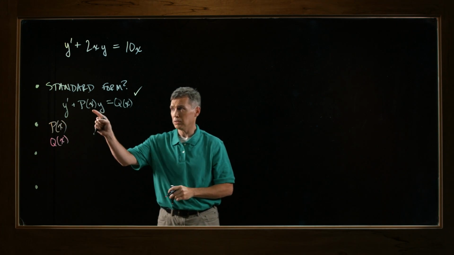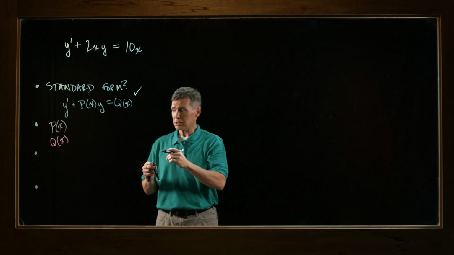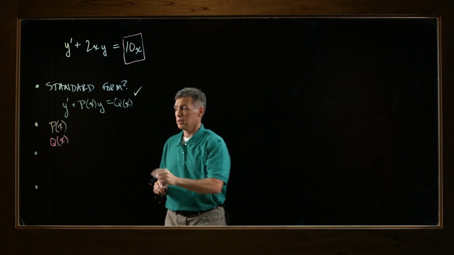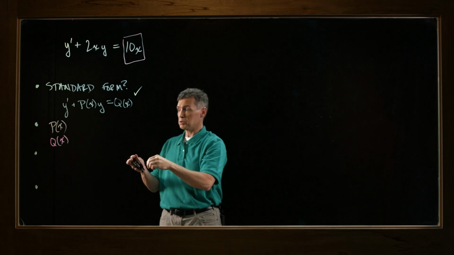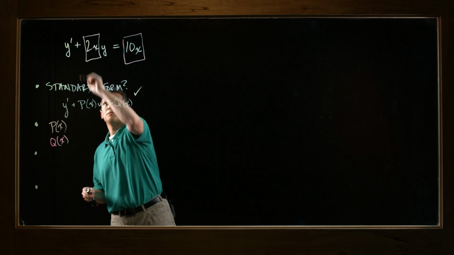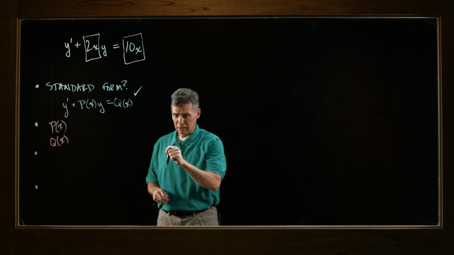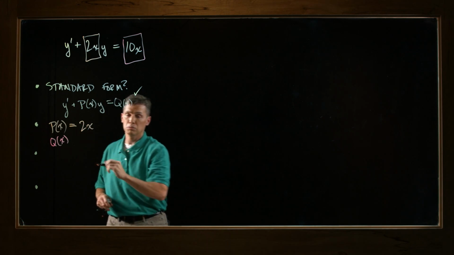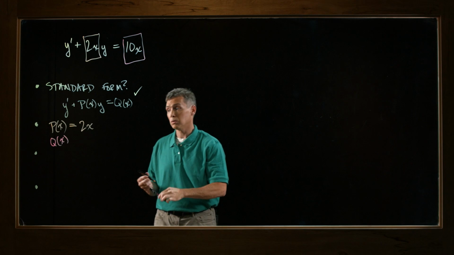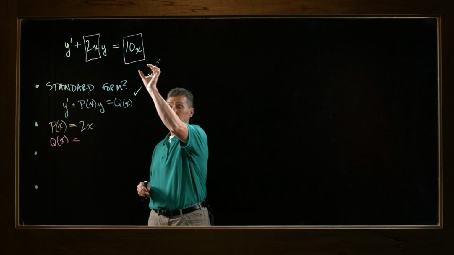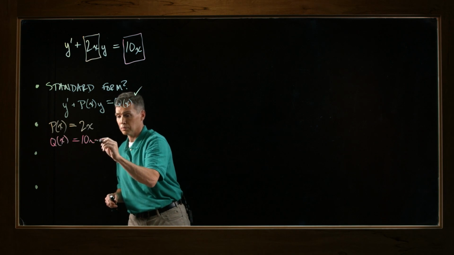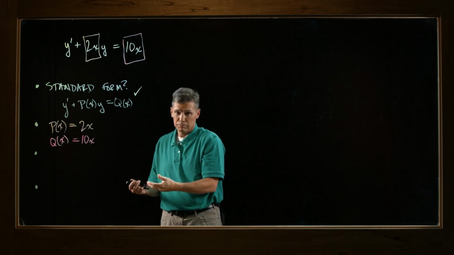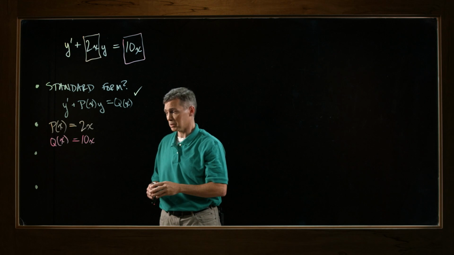P of x and q of x you can see in the standard form, and they come from the original equation. Q of x is just whatever's to the right of the equal sign, and p of x is just whatever's being multiplied by the y. So in this step, we're really just doing an identification step. We're trying to get a handle on what p of x is, which is 2x in this problem, and what q of x equals, which is 10x in this problem. We're getting these two items lined up because they're ingredients for the recipes that are about to come at us.